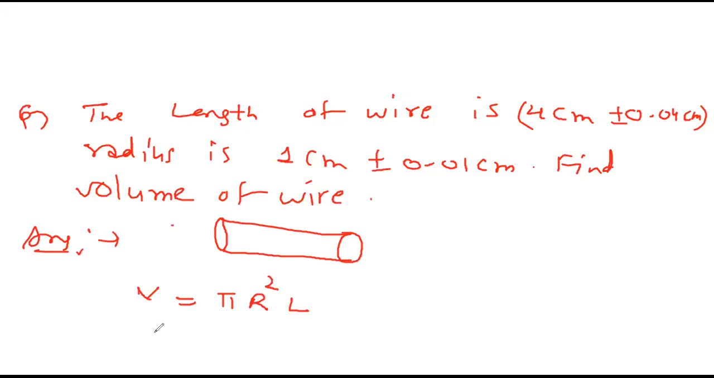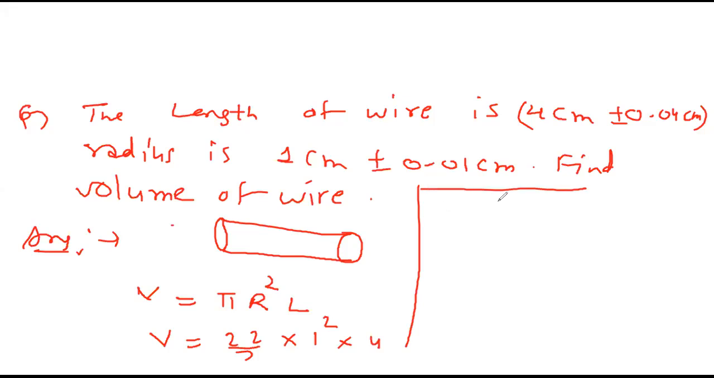Okay. So first step I'm doing normal operation. That is 22 by 7. R is 1 square. Length is 4. So volume becomes 88 by 7. This is centimeter cube.